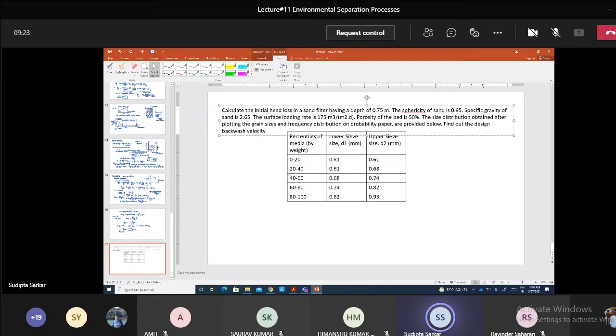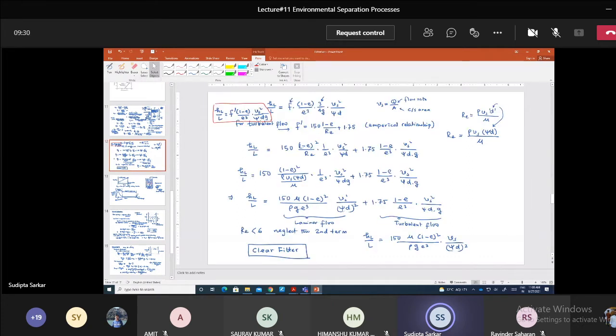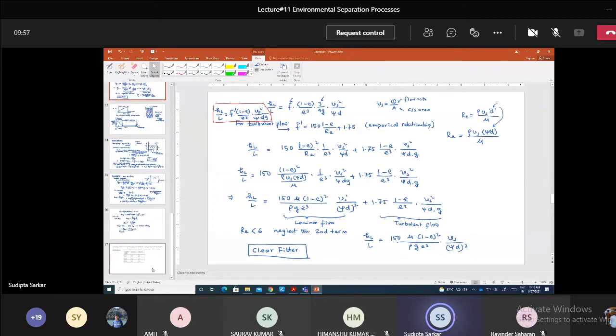Design backwards velocity. Okay. So we were talking about this formula here. So we'll be using this formula. But if you look at this formula, you can see that we actually have everything. We know the value of E. We know Ds is the loading rate, and psi value is given. G is known. Now D is not only a single value. Then we have here a number of values for D. So we have a lot of values.